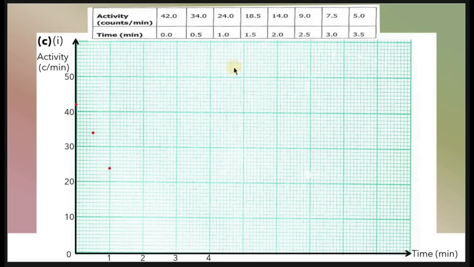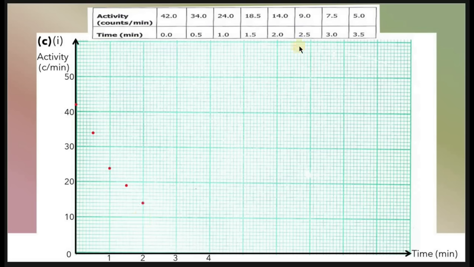Then 1.5, 18.5. So this one I rounded off to 19. So 1.5, 19 is somewhere below here. Then 2, 14. So 2, if this is 10, 11, 12, 13, 14 there.